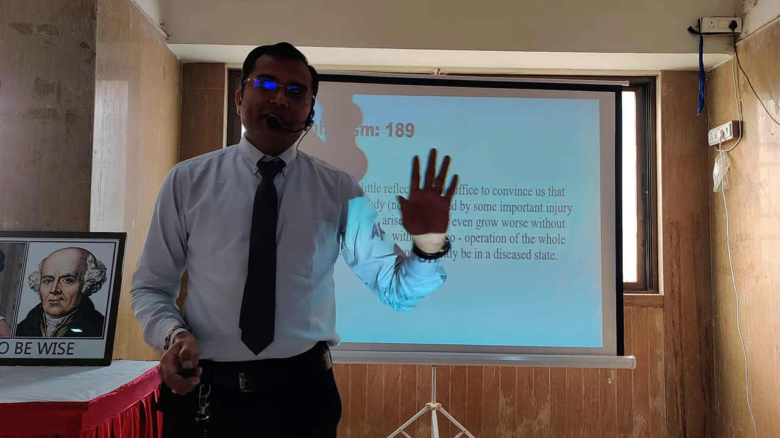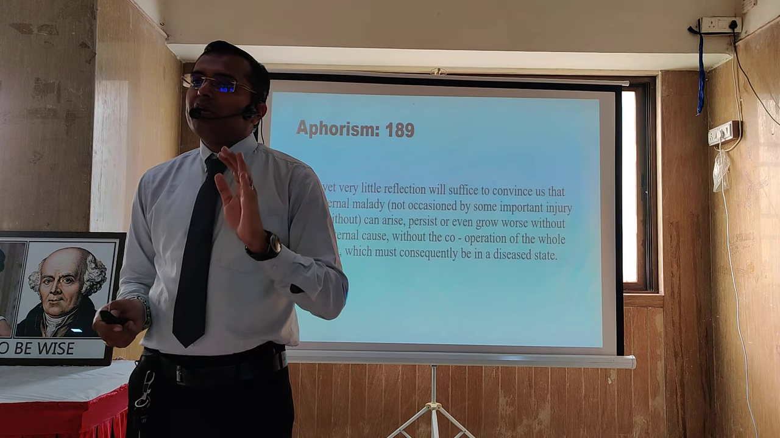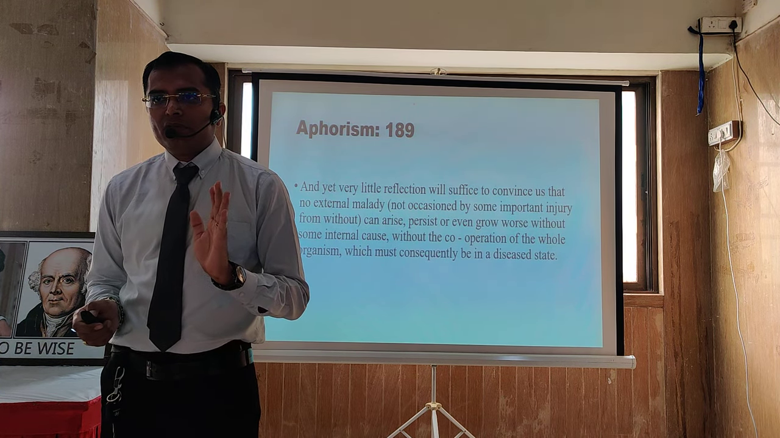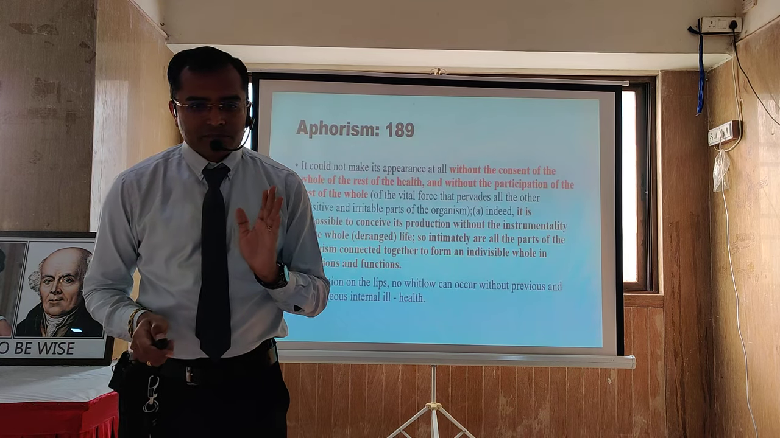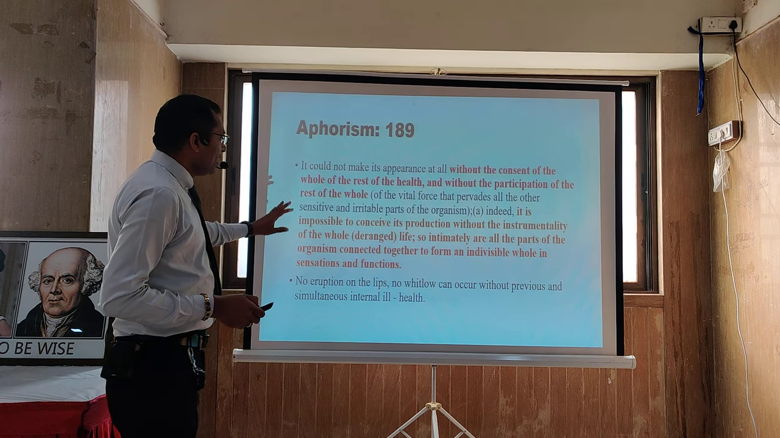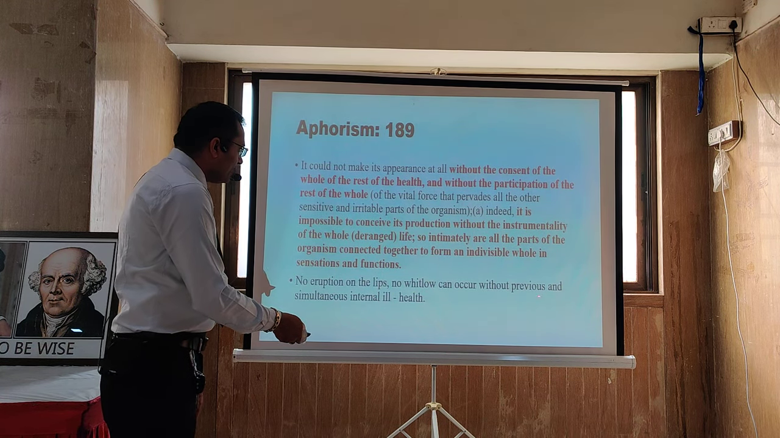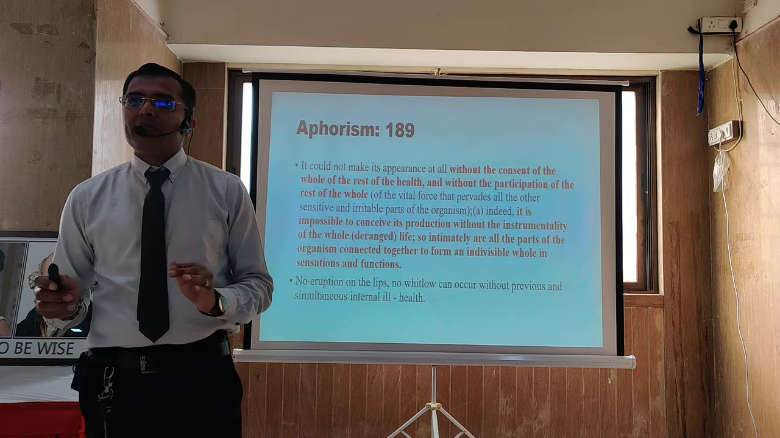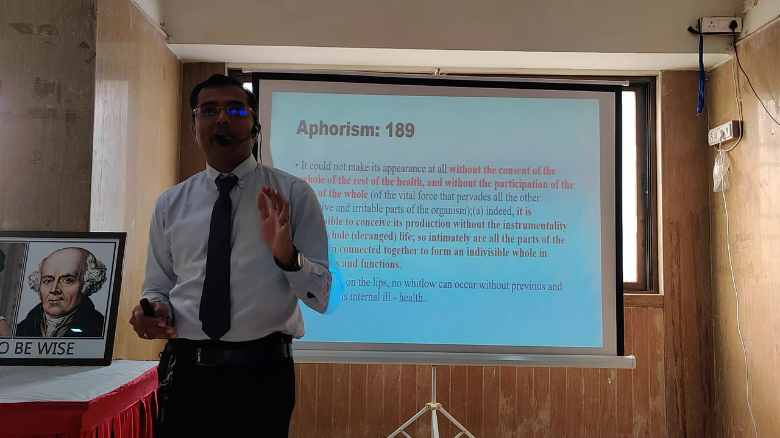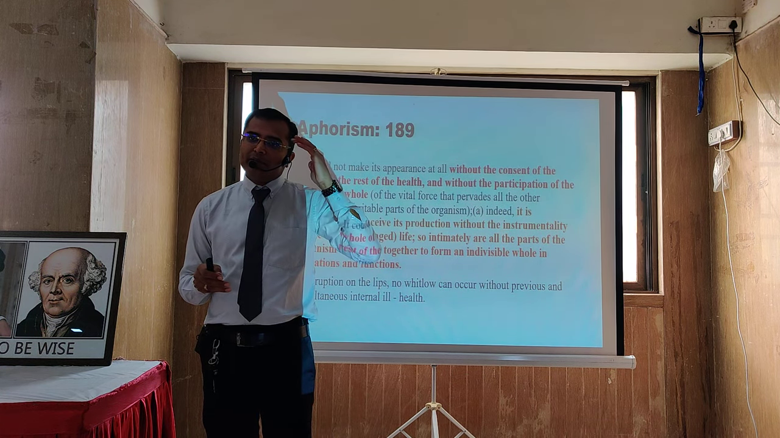Okay. So it was given in aphorism number 189 that nothing extraordinary happens without any reason. So if anything happens in the body, there has to be a cause. Okay, so find out that cause. Without the consent of the whole, without the participation of the rest of the whole, that means, it was even written like this: no eruption on the lip, no whitlow can occur without the previous or simultaneous internal ill health. So what is this? The external process is guiding you that the disease process is happening at the body level. So you need to find out what the internal derailment of the vital force is at the level of the psyche.